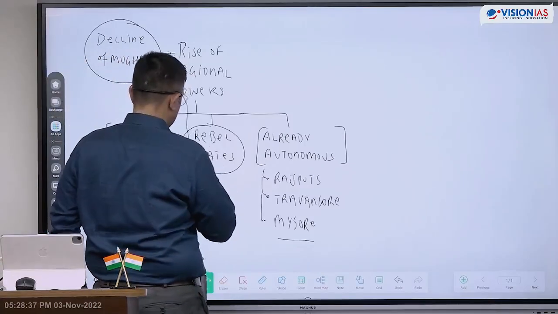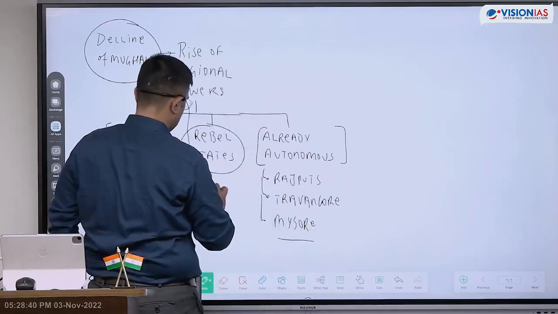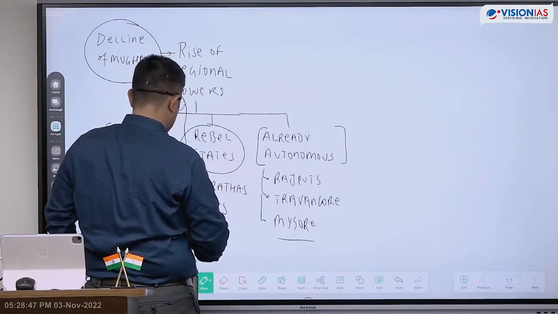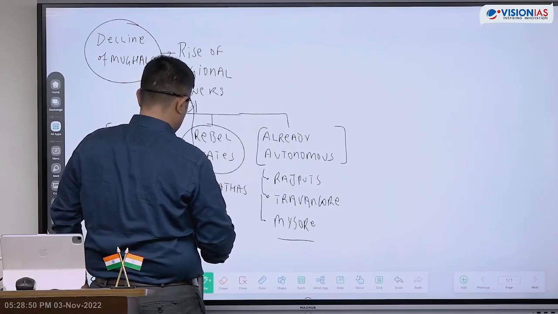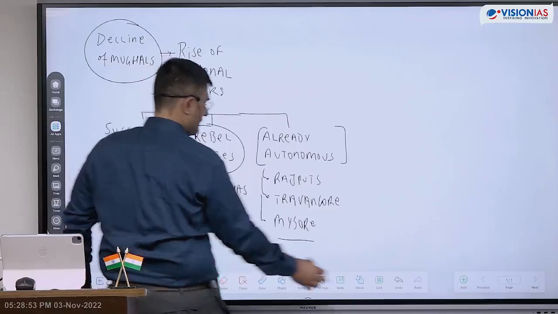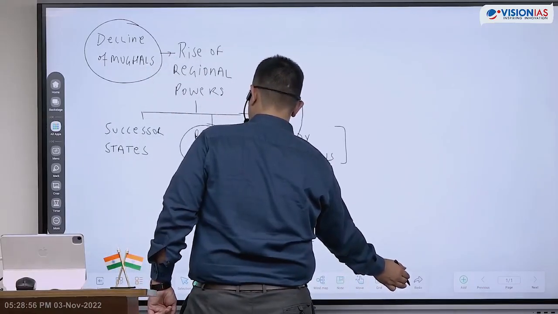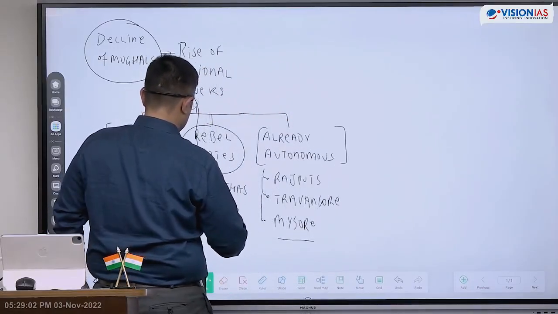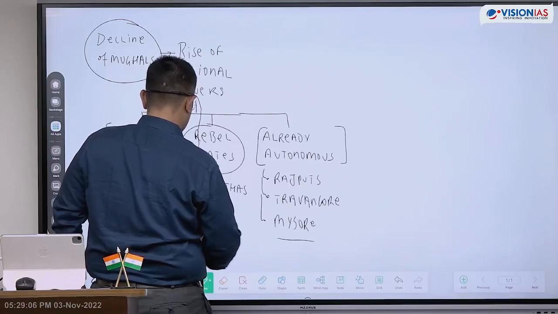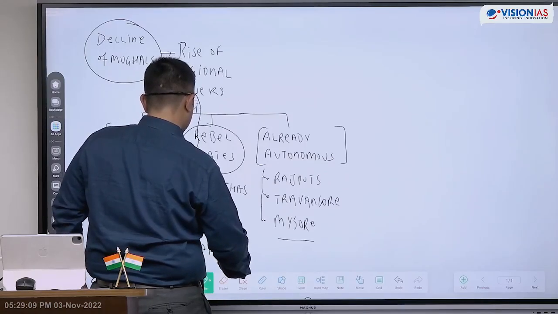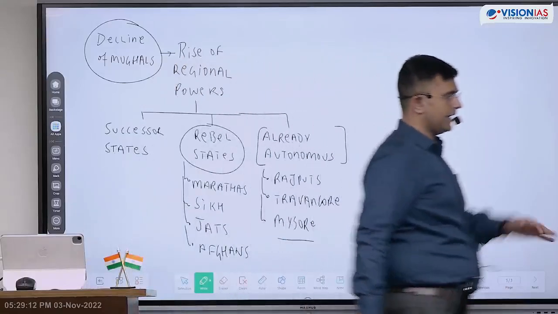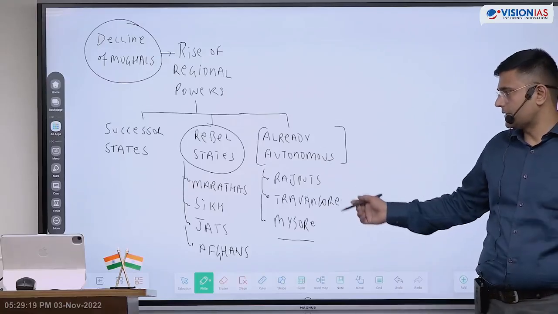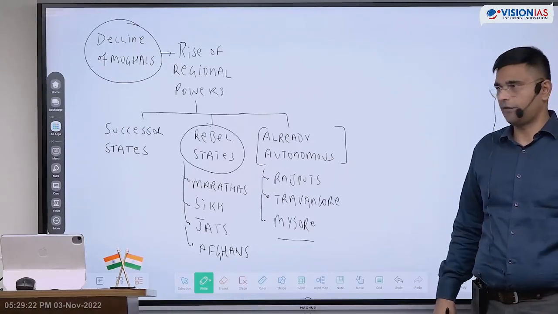At the top there were the Marathas, there were Jats, there were Afghans. Marathas, Sikh, Jats, Afghans. This is the decreasing order of importance, given the size of the rebel state that they formed and the power they exerted. So Marathas, Sikh, Jats, Afghans are the four rebel states, right?